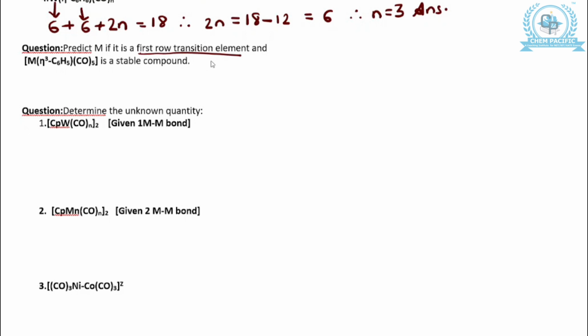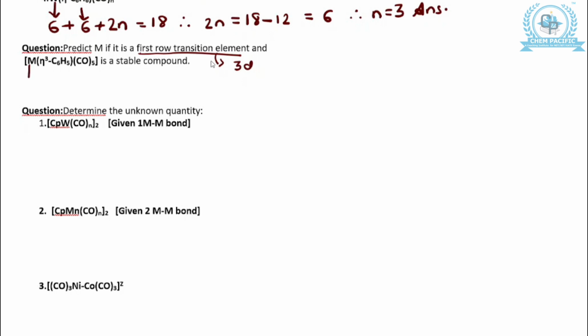Matlab 3D series, right? First row transition element. Transition element will be having d orbital, first row. Matlab, so this is a 3D series. Ye information hume yahan pe mil gaya. And this is a stable compound. If this is a stable compound, definitely this is going to obey 18 electron rule. And you're having only one metal. So therefore, this is going to obey 18 electron rule itself.